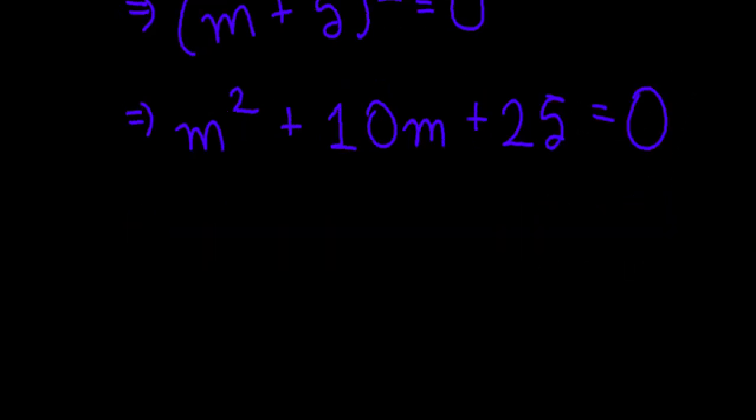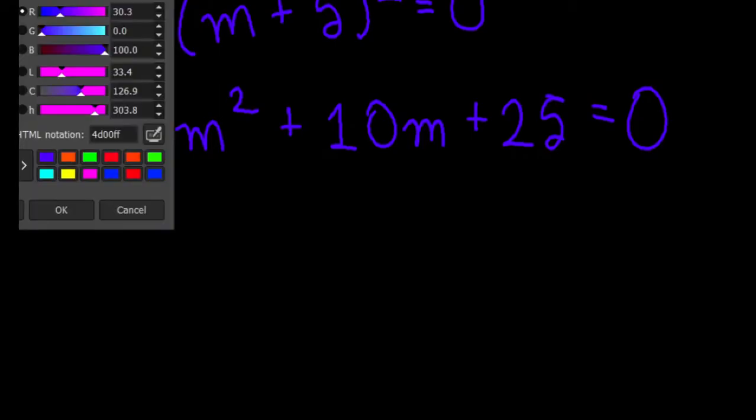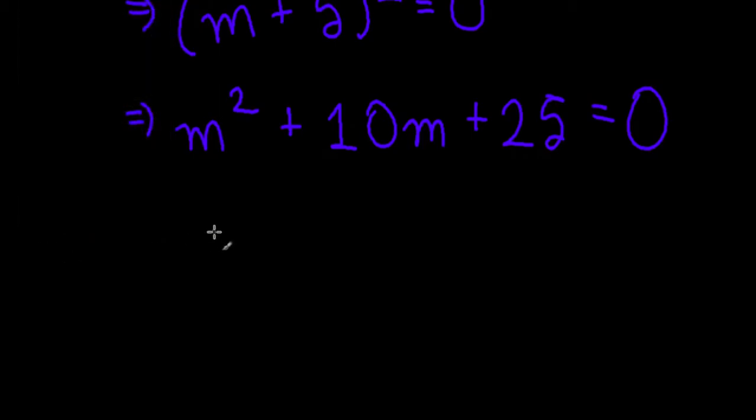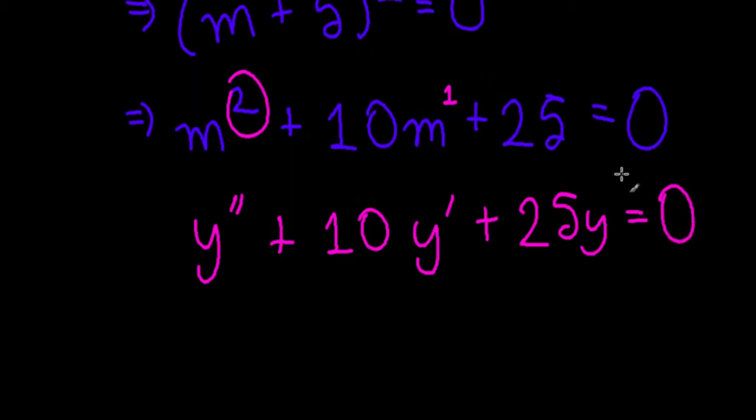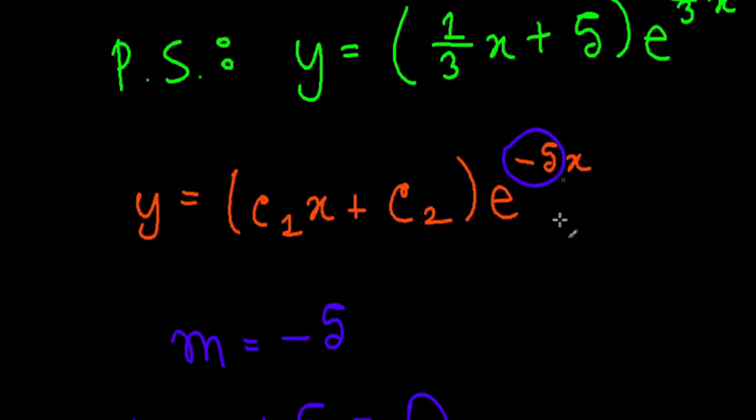Now all I need to do is replace the m terms by the respective derivatives of y. So m squared is replaced by y double prime. 10m, where m is replaced by y prime, so y prime with 10 as a multiple. And 25 has that invisible 1 multiplied with it, so you have 25 times y, the zeroth derivative. This is equal to 0. All right, so this is my differential equation. It's pretty easy. Voila, we have solved this.